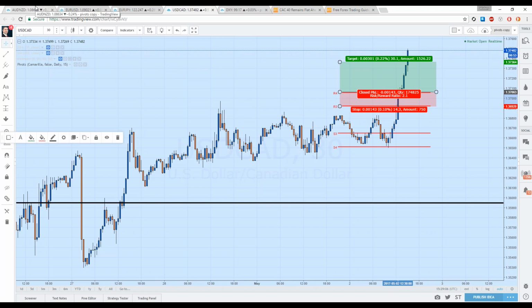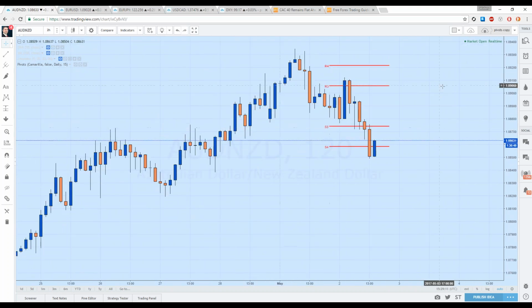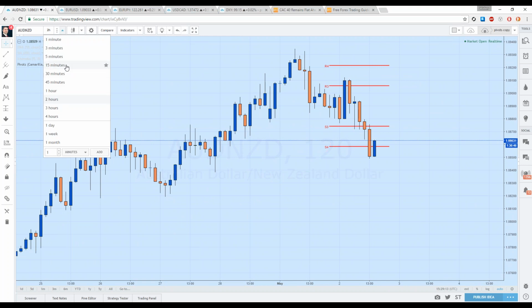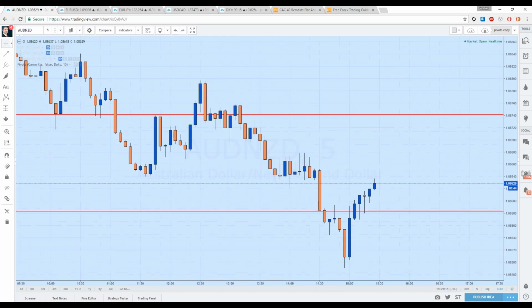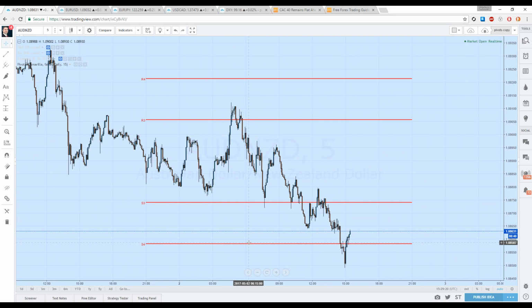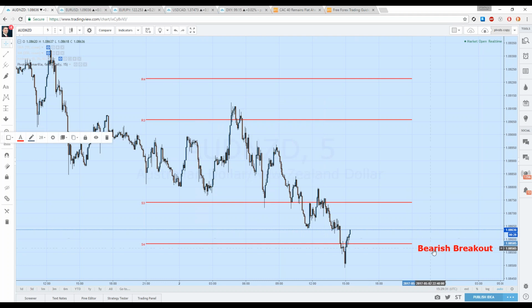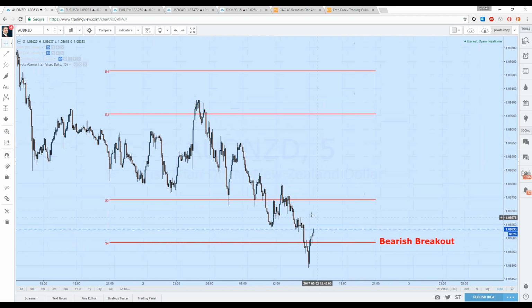Now, I do want to jump over quickly and take a look at a potential bearish breakout. Now, this one is going to be on the Aussie Kiwi graph. And what we see is prices moving back down underneath the S4 line. This is going to be the opposing scenario in the fact that it is going to be a bearish breakout. And what's nice about Camarilla pivots is if you understand how to trade a bullish breakout, the logic behind a bearish breakout becomes very straightforward.